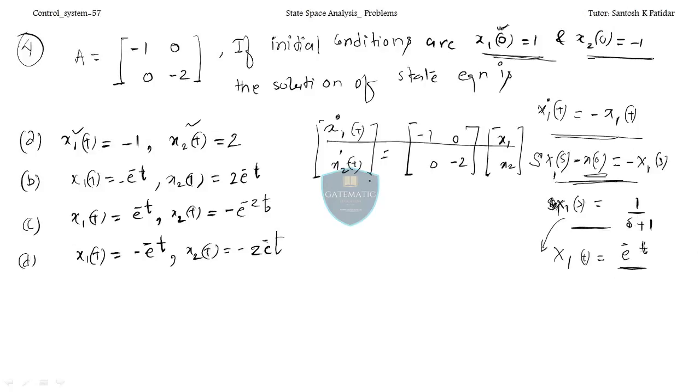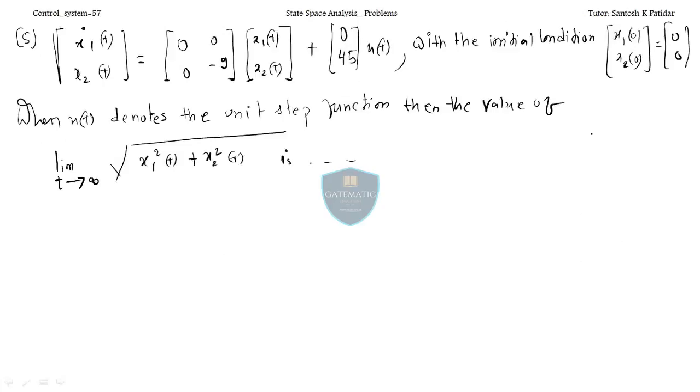Same thing you will do for x2 also, you will frame the equation. So x2t you will get is e to the power minus 2t. Now you can check in the answers, option C is correct, I think. Yes, this is the answer. Okay. Now this is the 2017 2 marks question.